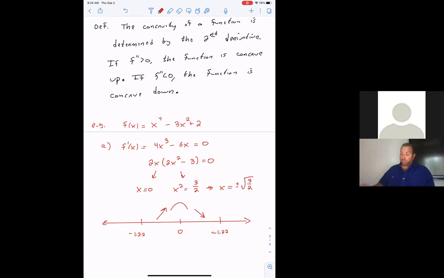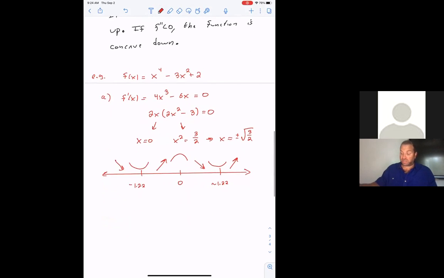If I go past 1.22 to like a gazillion, just a huge number, x cubed will dominate x, which means it's going to be positive. Or if you want to use a specific number, you can plug in 2. 2 cubed is 8 times 4 is 32, minus 12 is positive. And on the other side, if you plug in -2, you get a negative, which means we have a minimum, maximum, minimum. So that's the first derivative test.